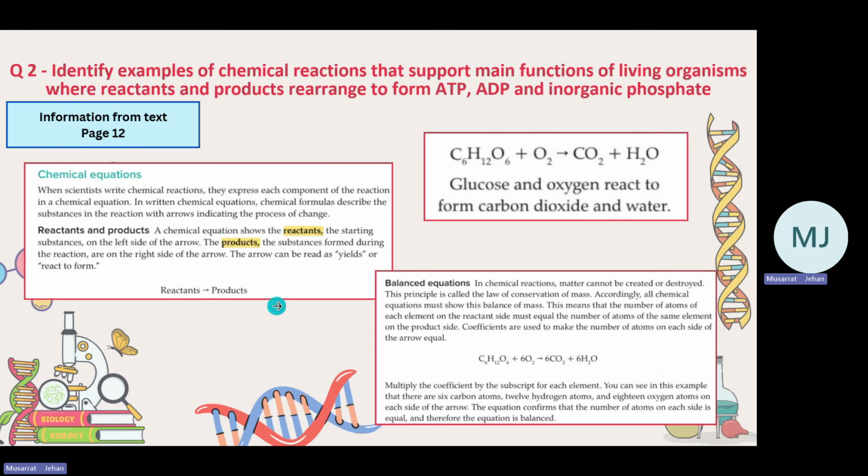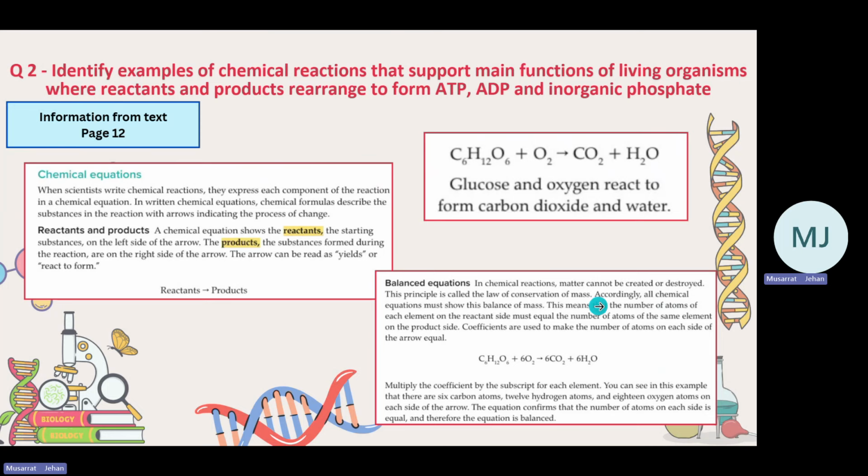So reactants and products. Now, whenever we are writing a chemical equation, we always make sure that the reaction is a balanced reaction, a balanced chemical equation. Why do we balance it? Because we know that in a chemical reaction, matter cannot be created or destroyed. Only it can change. So this principle, which is followed, is known as the law of conservation of mass.